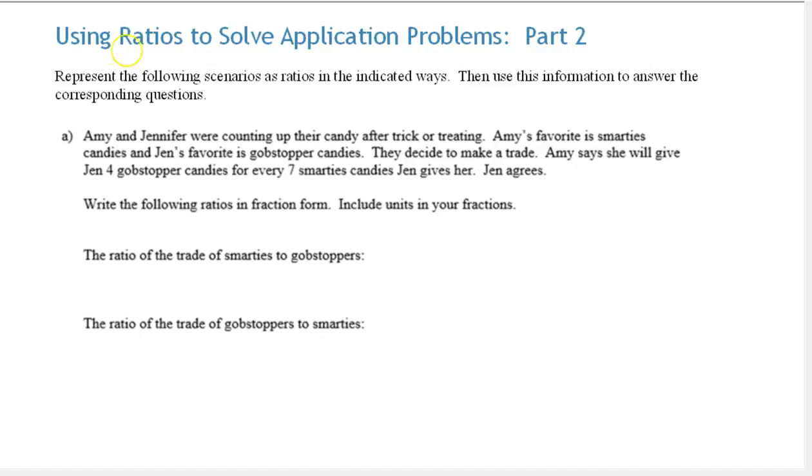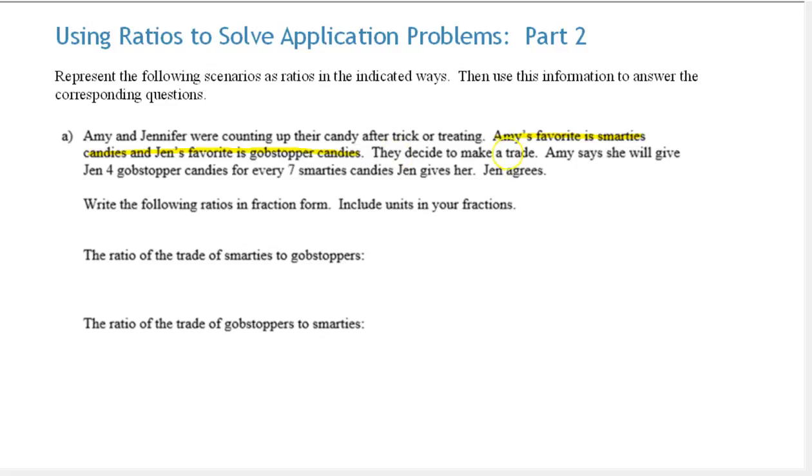In this video, we're going to use ratios to solve another application problem. So let's read the question and highlight the important information. Amy and Jennifer were counting up their candy after trick-or-treating. Amy's favorite is Smarties candies and Jen's favorite is Gobstoppers. I'm going to highlight that even though it doesn't have numbers.